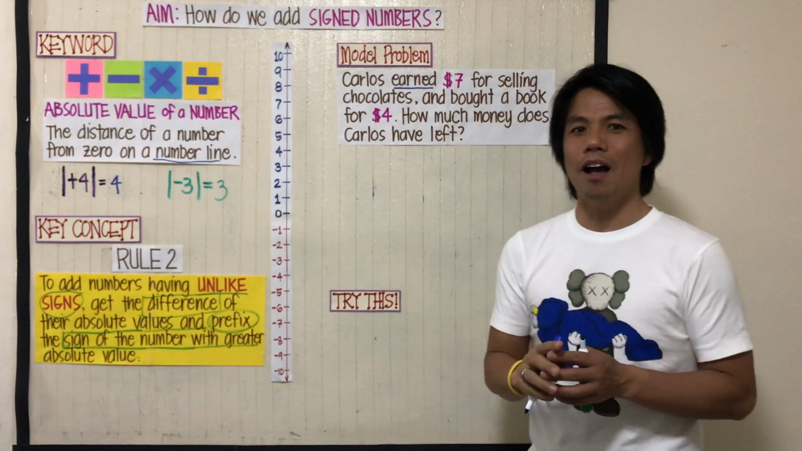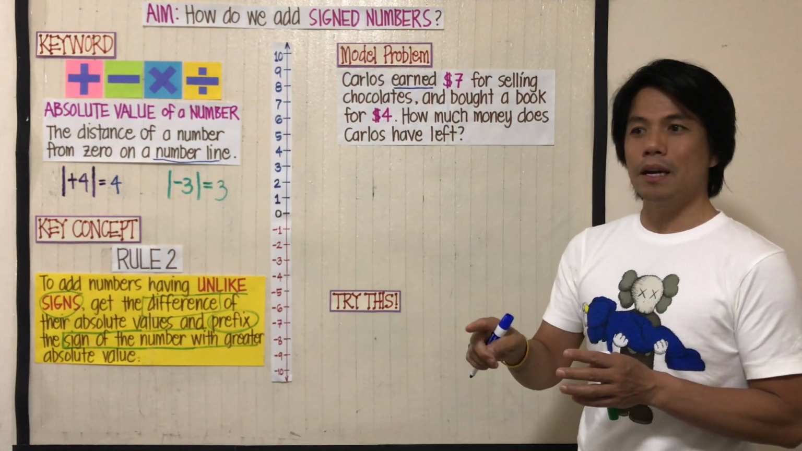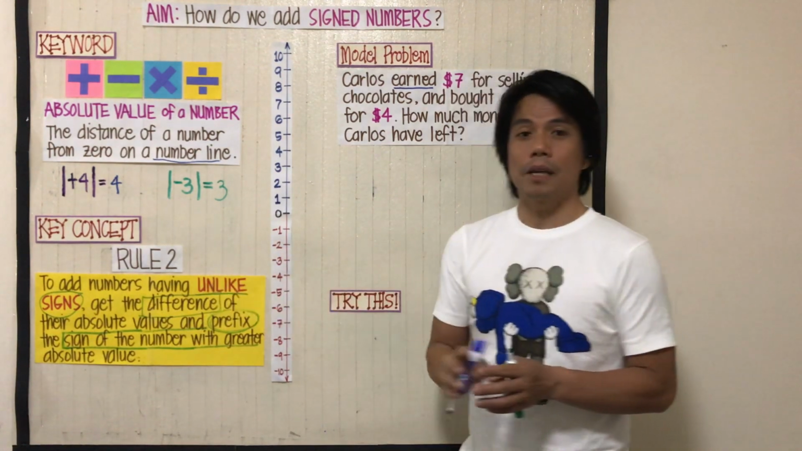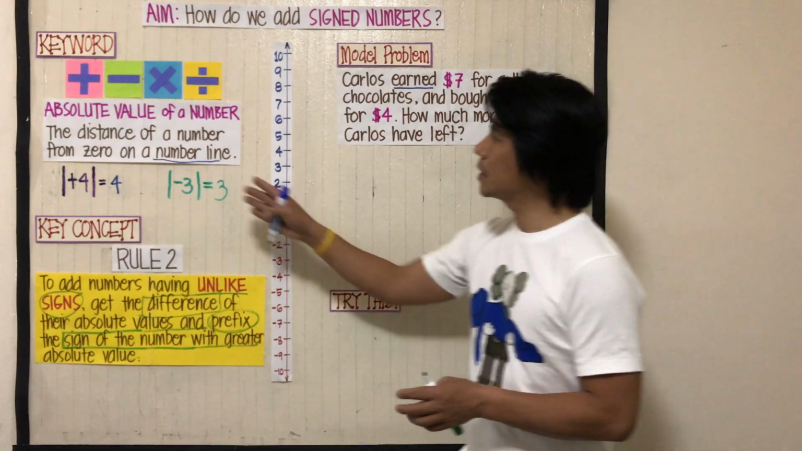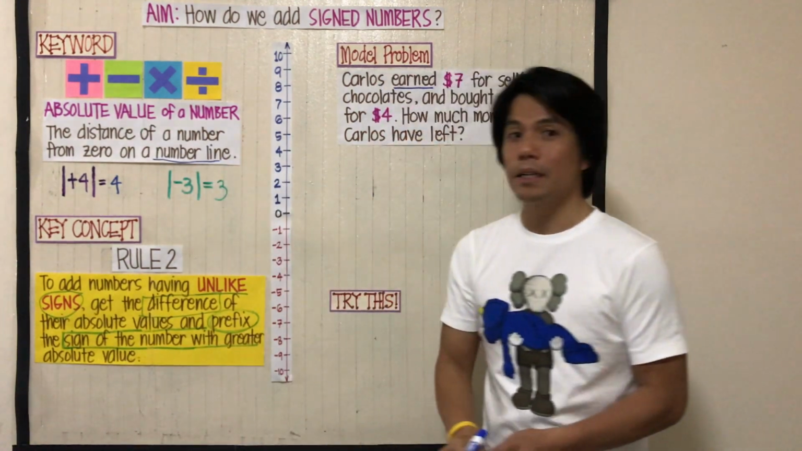Today we are going to learn how to add signed numbers. This is the second part of this lesson. The first part is rule number 1. I suggest that you check the link below where I briefly discuss what absolute value of a number is.